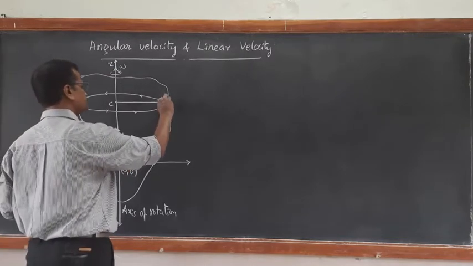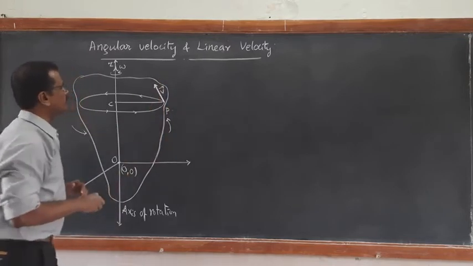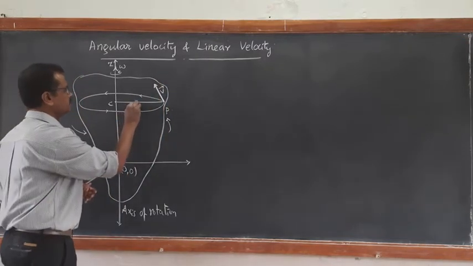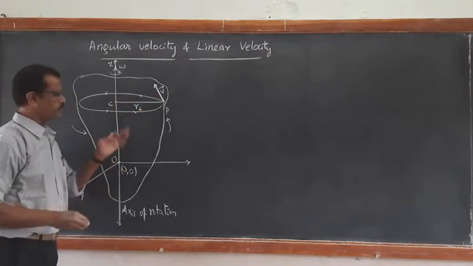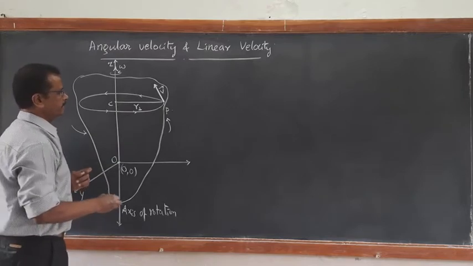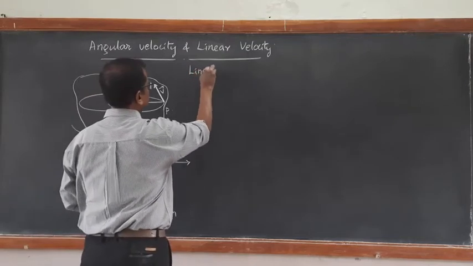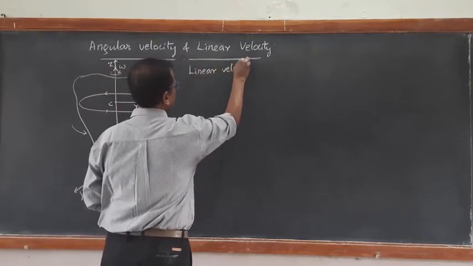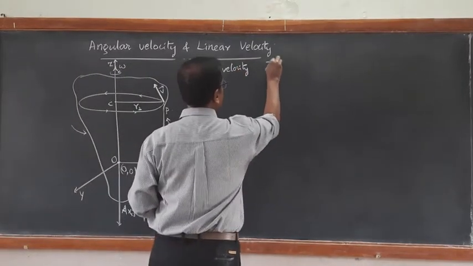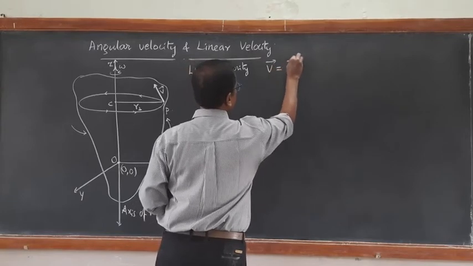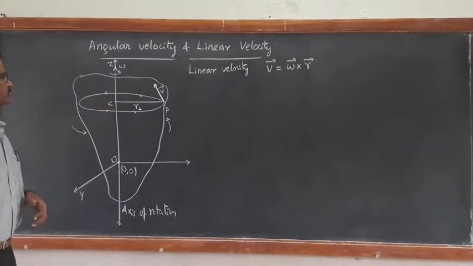Now if you draw a tangential direction, the tangential direction gives us the linear velocity. This is r perpendicular. Actually this is a radius, which we call the perpendicular distance, so I am calling it r perpendicular. Then we have defined the linear velocity of this particle as vector v equal to vector omega cross vector r.